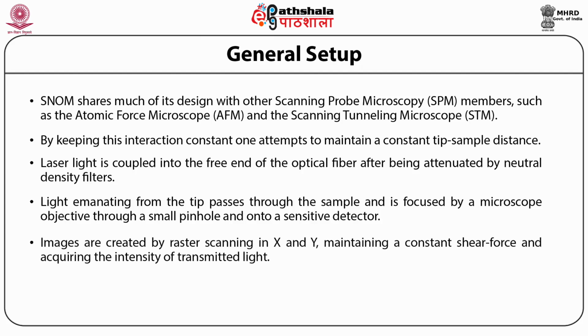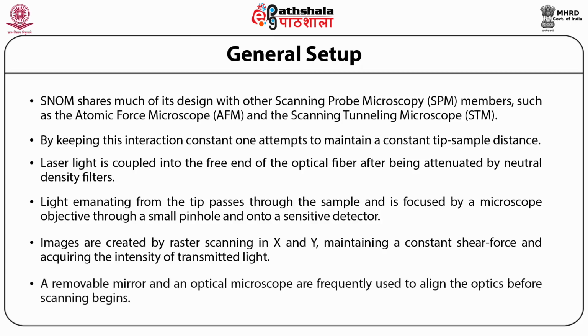Images are created by raster scanning in X and Y, maintaining a constant shear force and acquiring the intensity of transmitted light. A computer records the Z position of the sample and the transmitted light intensity as a function of position to generate the topography and optical images respectively. A removable mirror and an optical microscope are frequently used to align the optics before scanning begins.